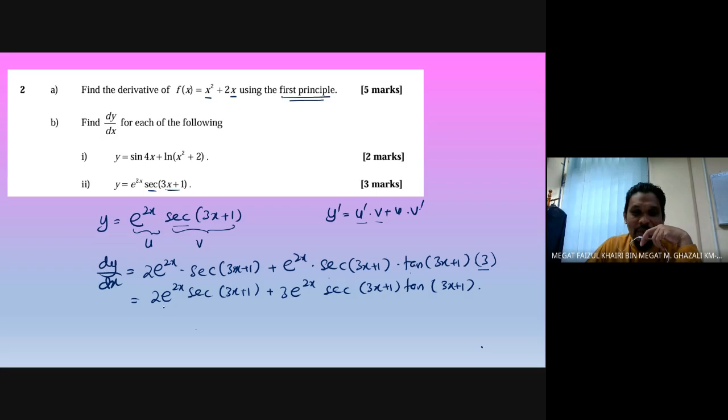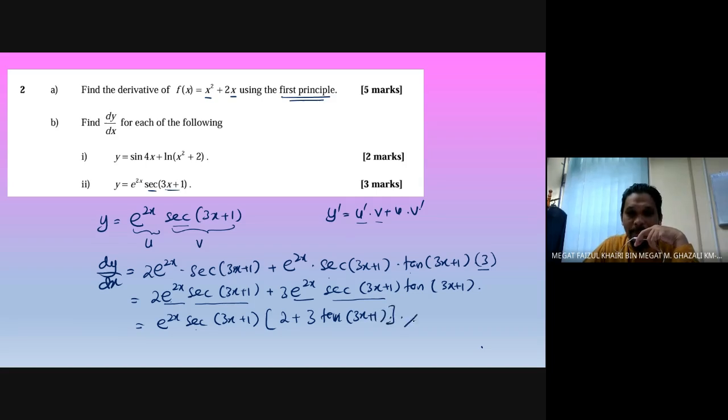So look at this one here now. We got e power of 2x and e power of 2x, secant 3x plus 1 and secant 3x plus 1. So e power of 2x secant 3x plus 1, these two can be taken outside. We call this factorized, taken outside. So only 2 left here, 2 plus 3 tangent 3x plus 1. There you go.